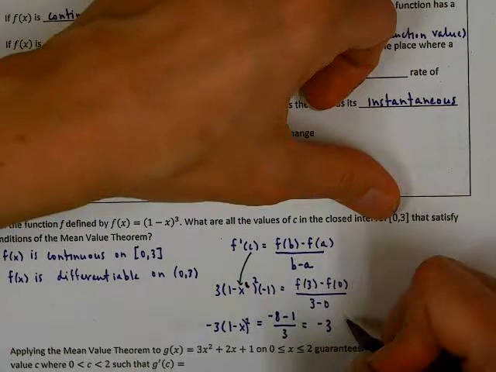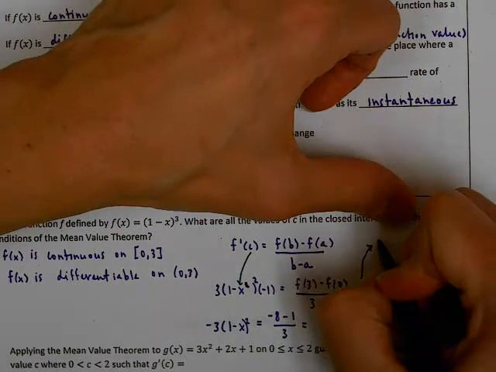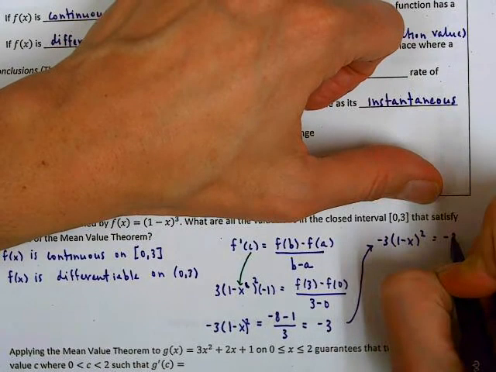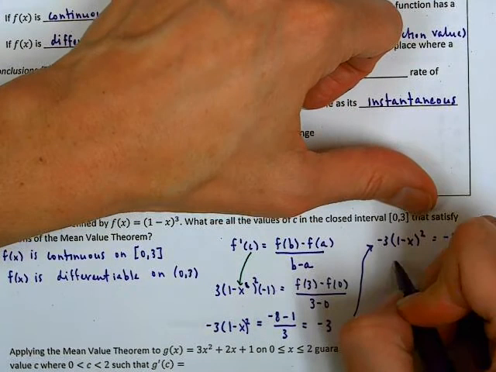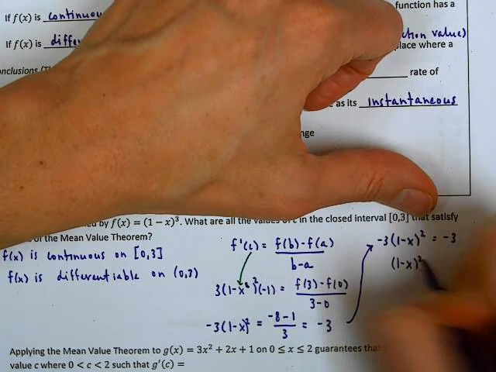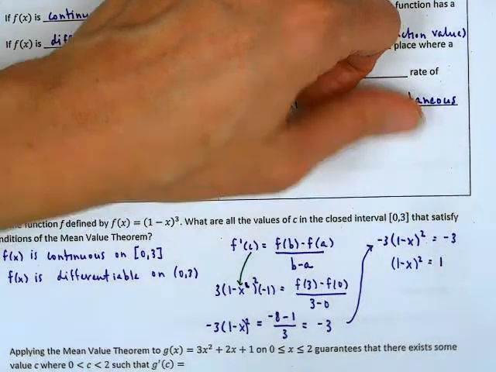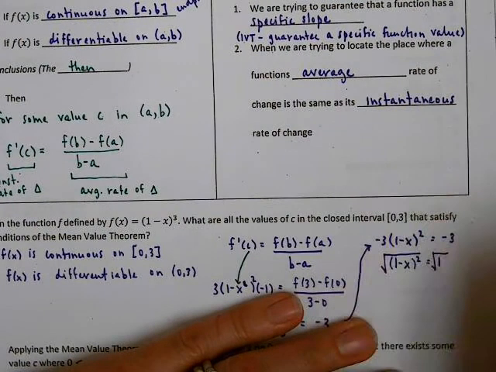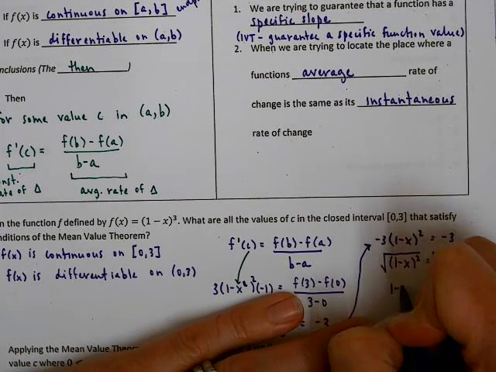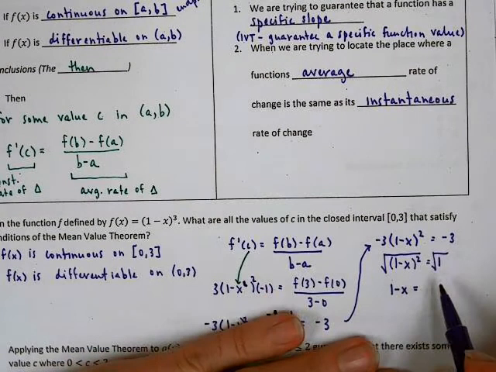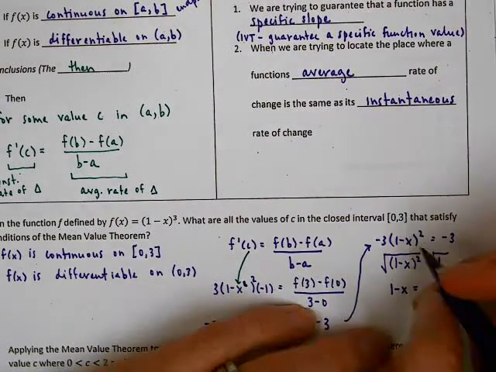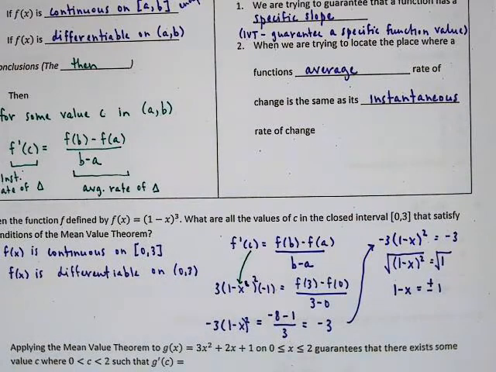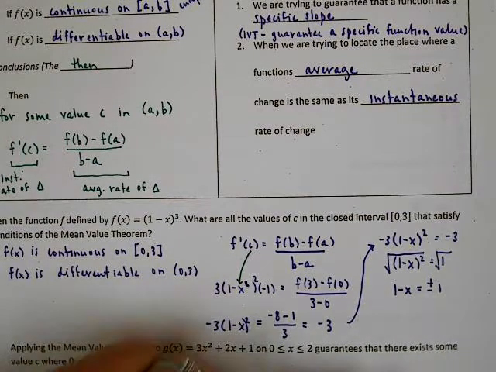Now we just have to solve this equation. I've got negative 3 times the quantity 1 minus x squared is equal to negative 3. First thing I'm going to do is divide by negative 3. So I'm going to get the quantity 1 minus x, squared, is equal to 1. Now I have to undo the squaring by taking the square root of both sides. So I'm going to get 1 minus x is equal to, now the square root of 1 could be a positive or a negative 1. So we have to be careful to get both of those answers.